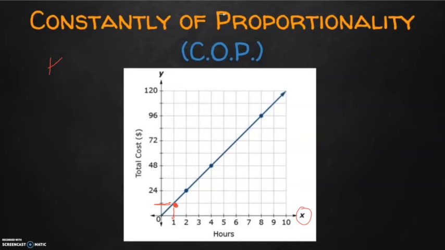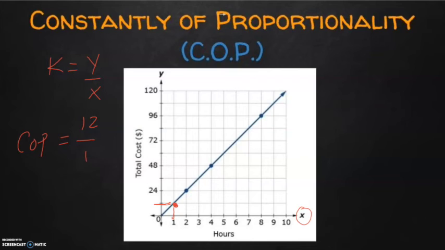So notice that k is y over x. That's very, very important. Remember that k is y over x. So when x is equal to 1, what is y? Y is 12. And that is our constant of proportionality, 12 over 1. Now, as I said before, the k doesn't have to be the constant of proportionality. It can be a slope.